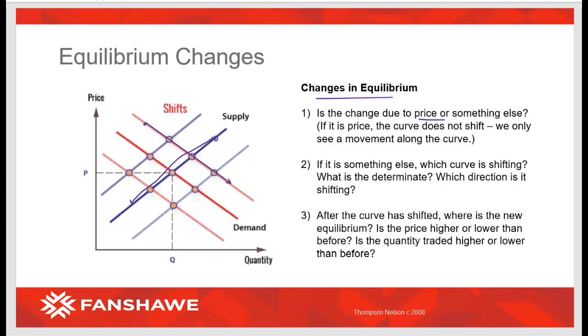They stay exactly where they are. But if anything else is changing, then one or both of these curves are shifting, and we have to find where that new equilibrium will be. And then we just ask ourselves, where is that new equilibrium? Is it at a higher or lower price than before? And is the quantity being traded higher or lower than before? That's the key to understanding it.